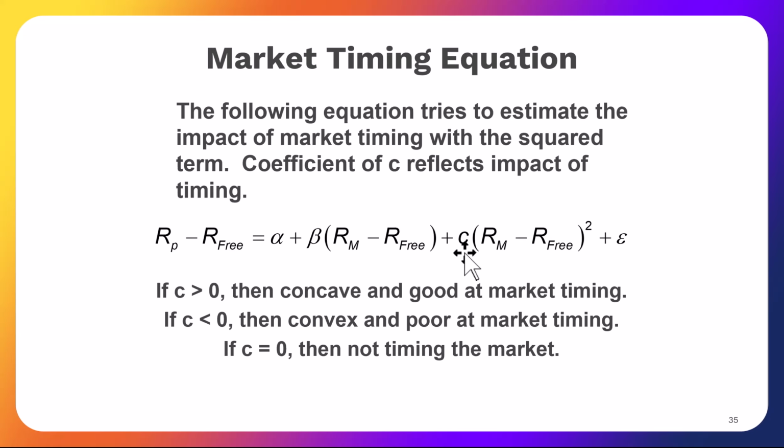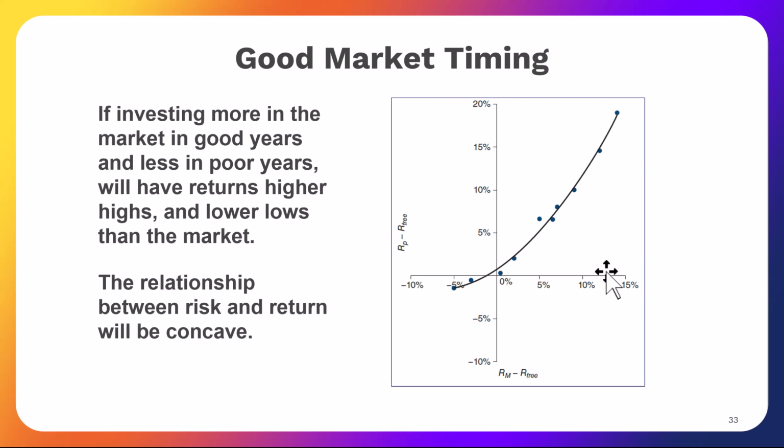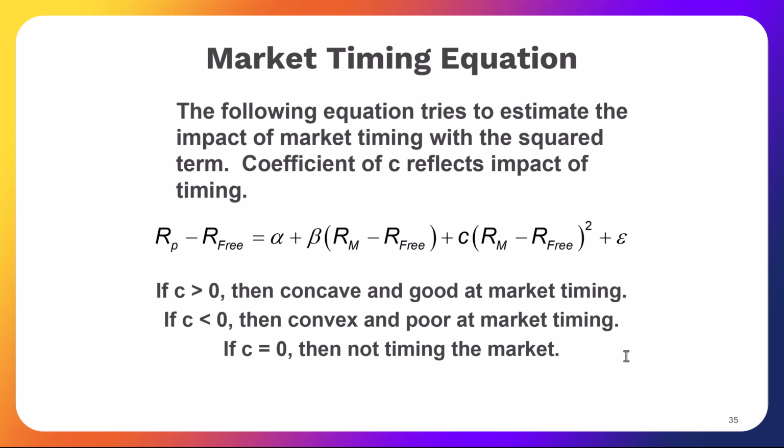So the constant here, the outcome of our regression, is just the return on the market minus the risk-free rate, squared. If C is greater than 0, then we are concave. Then that is this picture here, and we are timing the market better than average. If it is negative, then obviously we're poor. We're not doing a good job at market timing.